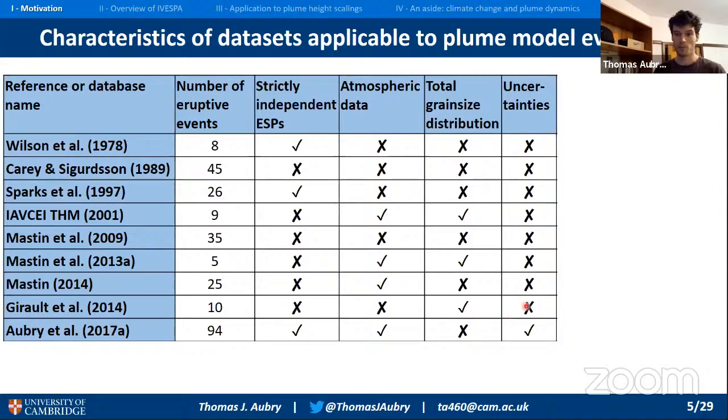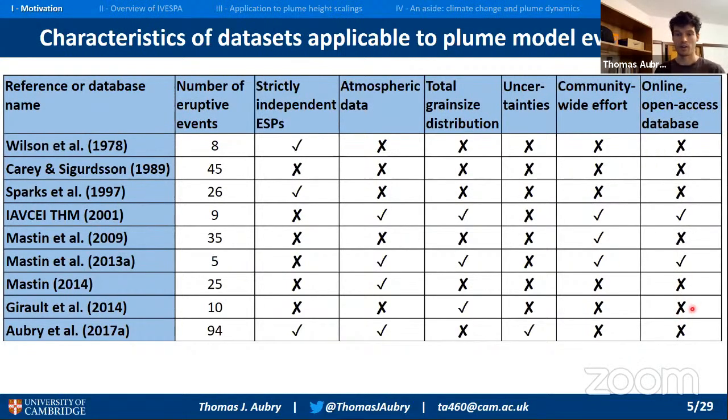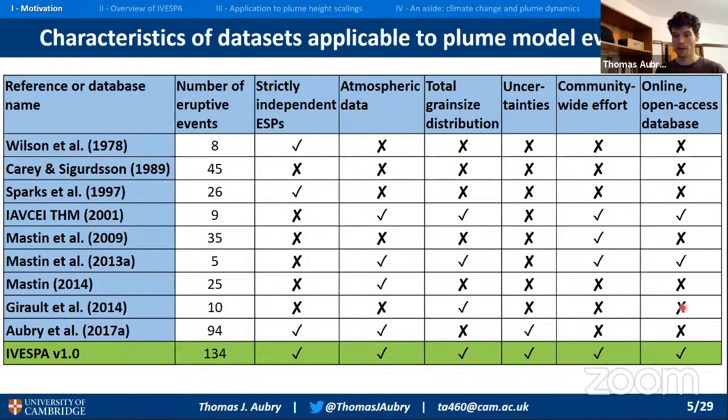Surprisingly, because we are talking about volcanoes, we always have huge uncertainties. We can see that most data sets do not include uncertainties, or at least not systematically. And then only a few data sets are community-wide default and online open access databases. So really what we've been trying to do with IVESPA, which is now this last column, is to address all these limitations and have a new product that does include all these features and is also extensive in terms of the number of events considered.